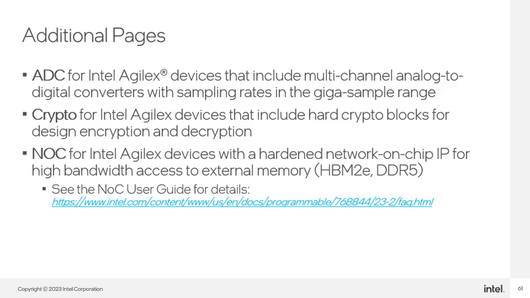The crypto page lets you add information about the use of the hard crypto blocks in certain devices, while you can provide usage information for the hardened network-on-chip IP on the NOC page. The NOC provides high bandwidth access to certain external memory protocols, including HBM2E and DDR5. See the NOC user guide for details on the NOC, including detailed steps on how to use the NOC and RAM pages of the PTC to get an accurate estimation of NOC power use.